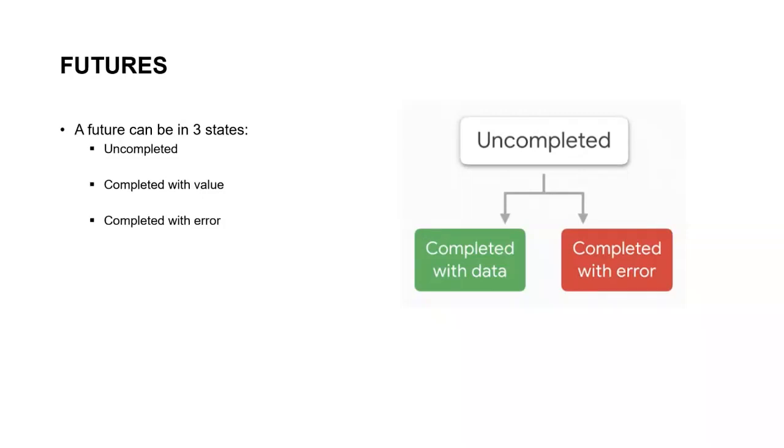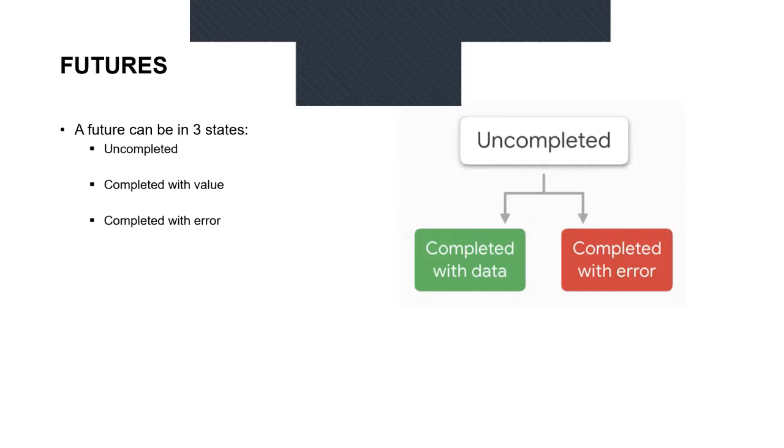So we can even say that the future exists in 2 states. The first one is uncompleted, but the other one is split into completed with a value or completed with an error. And when you deal with futures in programming, you need a way to handle these 3 states: when the future has just been registered, it's uncompleted; when it completes with data; and when it completes with an error.